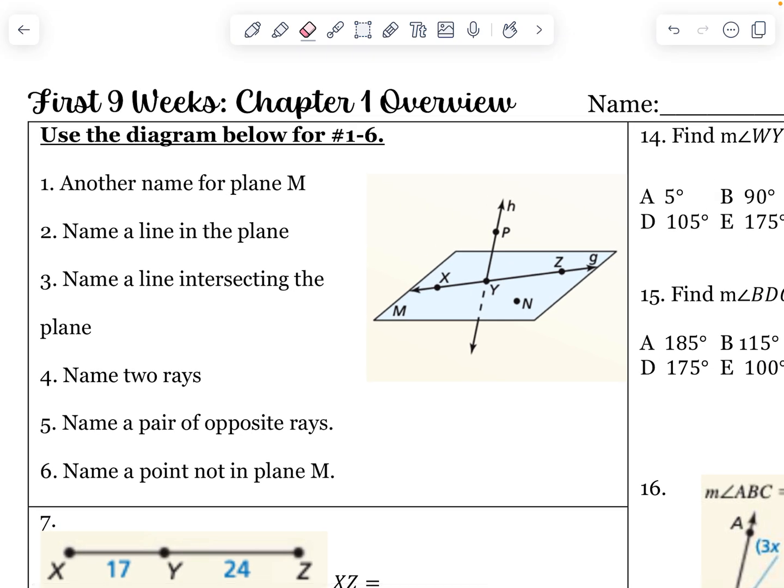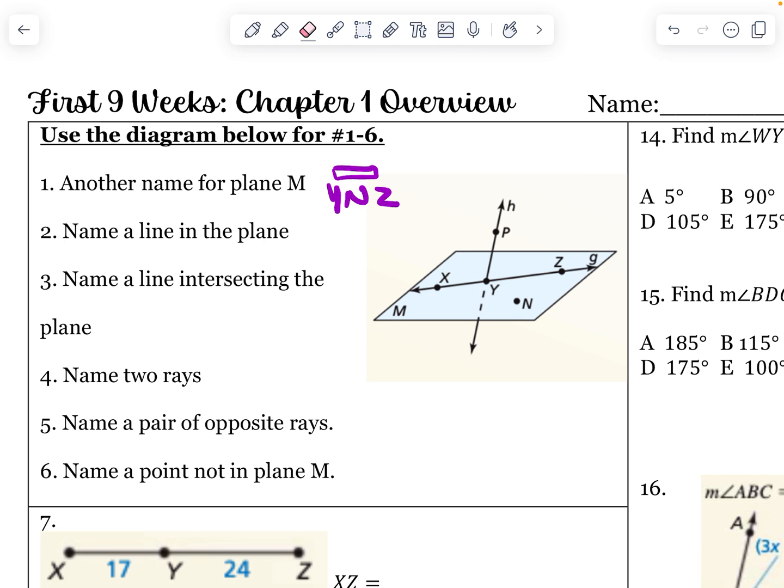Another name for plane M. So if I have plane M, it's anything on here. I need 3 points at least. So X, Y, N, and Z are all on plane M. I need 3 points that make a triangle. So I'm just going to choose Y, N, Z. You could have chosen any 3 points that make a triangle, but I'm going to choose Y, N, Z. There were multiple other correct answers. All right.